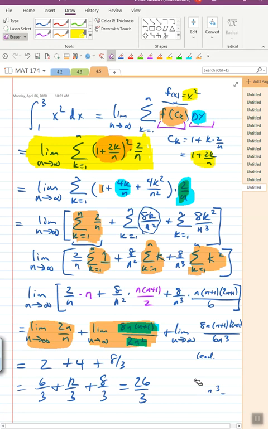And so what this tells us, again, is if this is the x squared graph, and we go from 1 to 3 and find the area under that curve, then this limit we just computed is the limit, or the area, under that curve and in between x equals 1 and x equals 3. That's our interpretation.